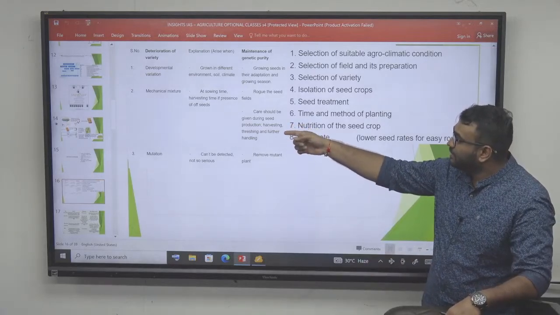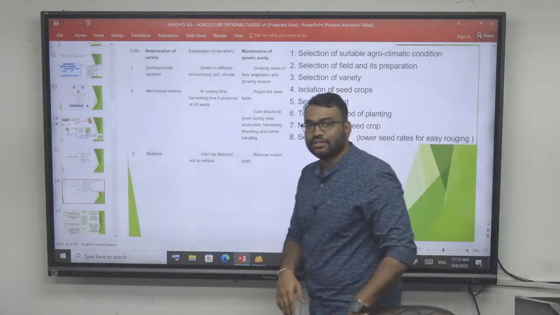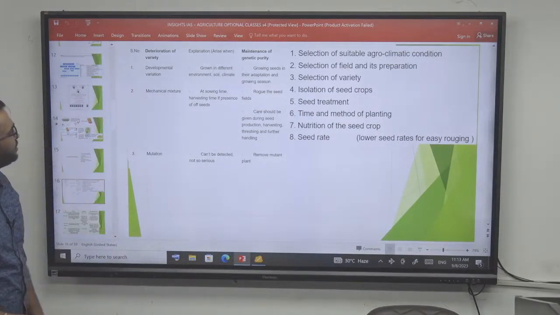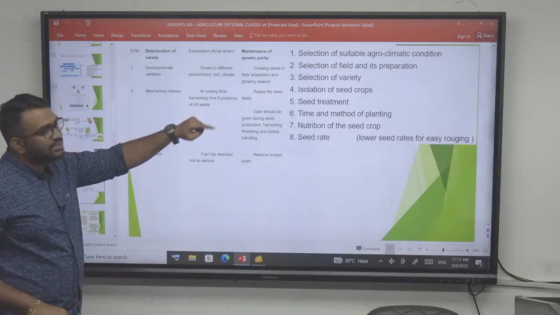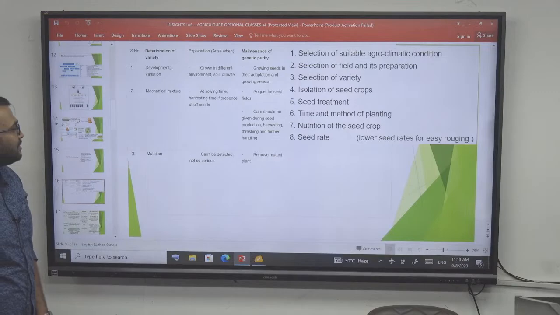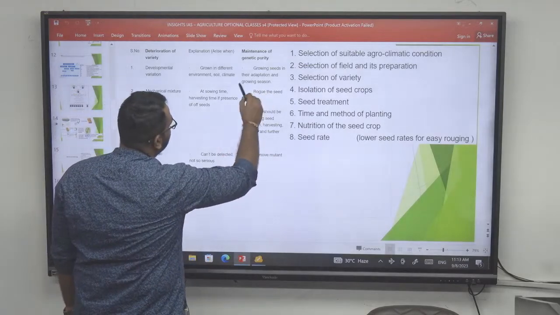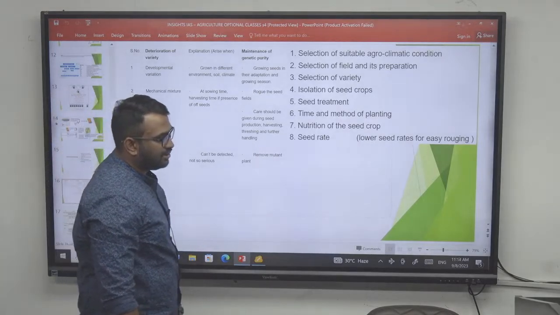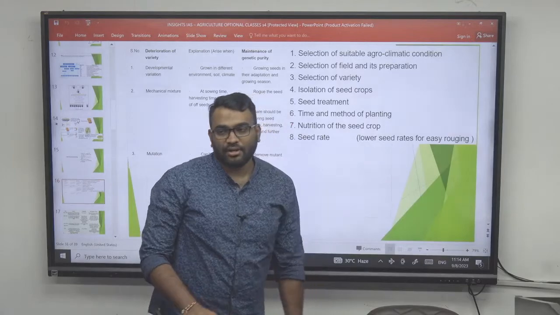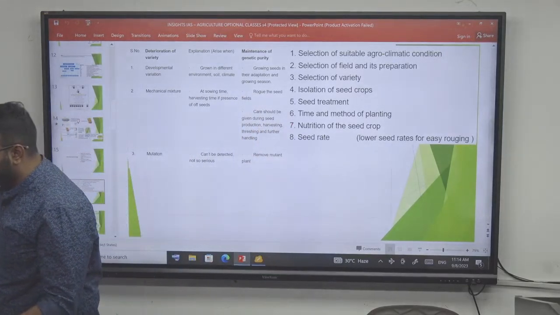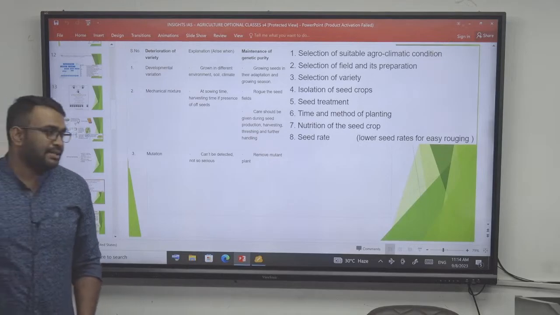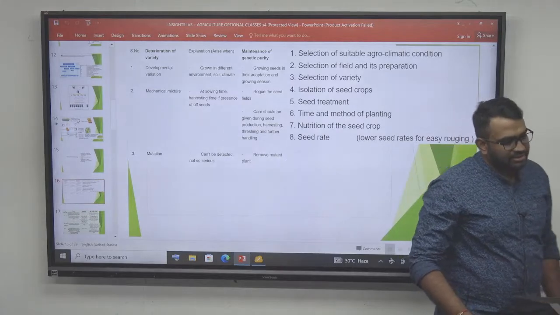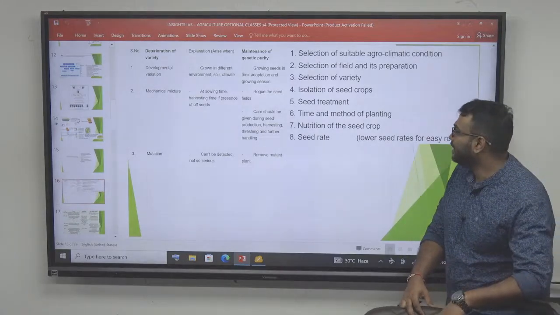See, for example, if you take this, these are the types of deterioration, or the ways in which it is going to be impacted, correct? So here if you take developmental variations, that is growing in a different environment, soil, climate, that is also going to compromise the genetic quality. So for that, growing seeds in their adaptation zone or in their growing season will reduce this. Basically the genetic composition will remain intact if it is grown in its own growing season or in its own environment, correct? So that is one way.